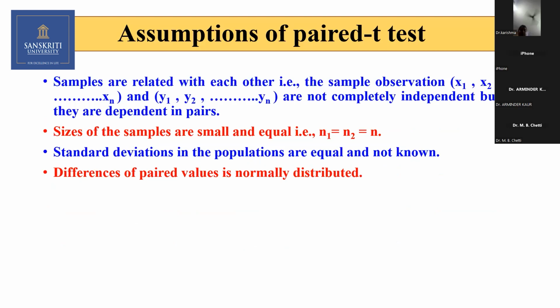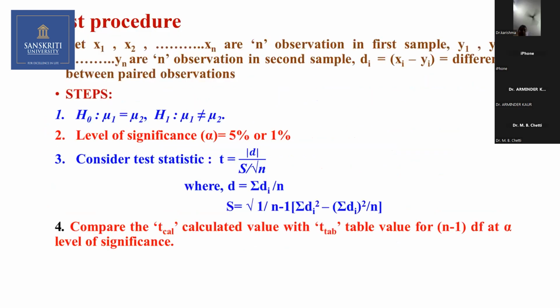The assumptions: the observations are not completely independent, but they are dependent in pairs. N1 is equal to N2, which is N. The standard deviations in the populations are equal and not known. The differences of paired values are normally distributed. These are the assumptions. Now, here the null hypothesis says that the mean before is equal to the mean later, or the difference is 0.